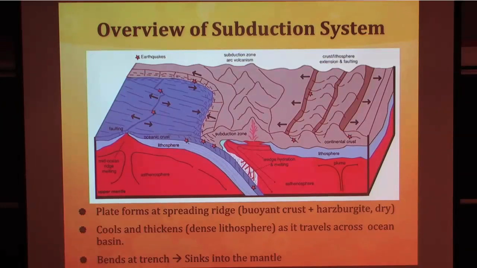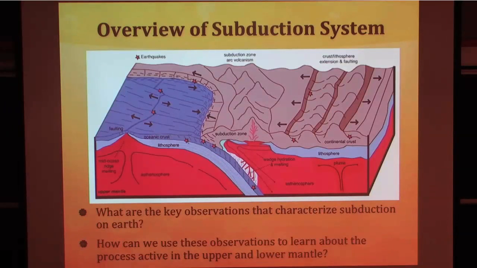Eventually this is going to go down into the mantle, and what this looks like, its shape, how it deforms, is going to depend on the forces that are acting on that plate. So what we want to do is figure out what observations we can make of subduction zones in order to understand the physical behavior that controls this process on Earth.